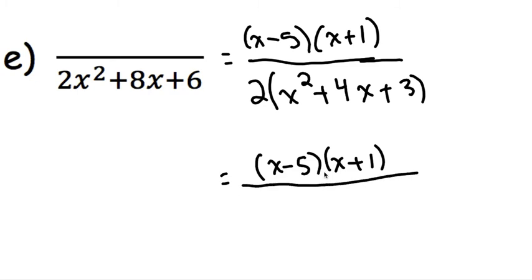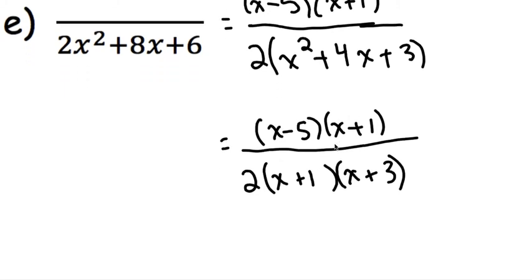On the denominator, I still have this 2. Now, I'm looking for factors that multiply to give me 3 and add to give me 4. And again, if you're not sure, we look at the numerator. Does 5 or 1 go into 3 evenly? Well, 1, okay, and that's 1 times 3. So 1 times 3 is 3, 1 plus 3 is 4, so that is our factored form of that denominator.